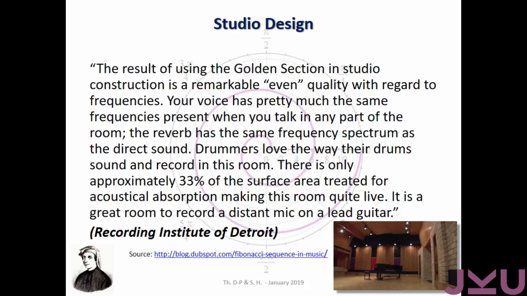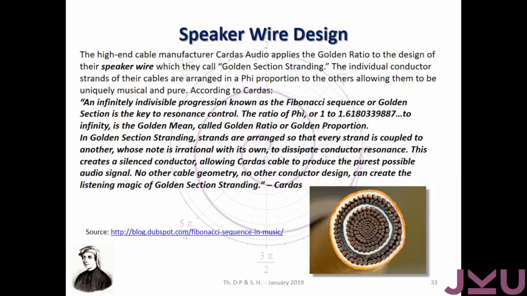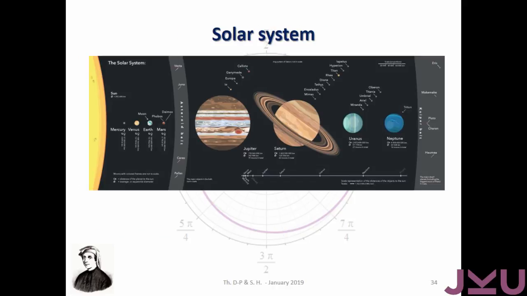You have that in the proportions of a recording studio design. When it is a golden rectangle, it has some reflection properties which make the studio very alive. But more than that, the cables inside the speaker wire, for some manufacturers, are arranged according to the golden proportion.